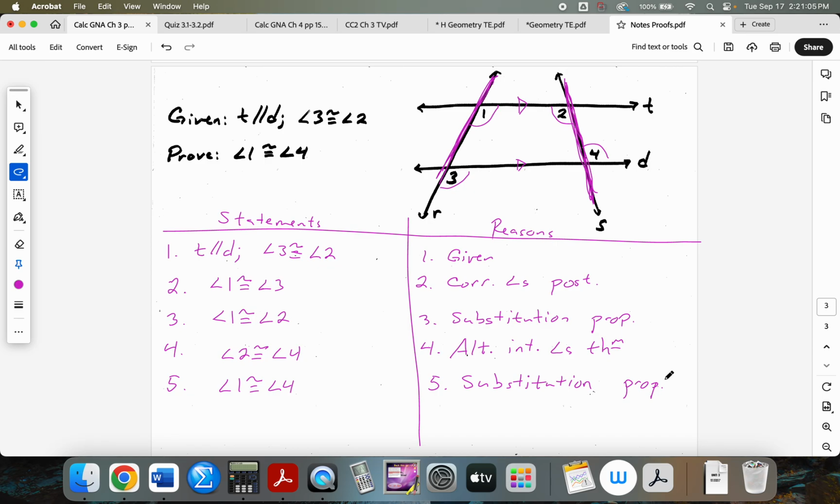Okay, any questions about that? How do we know when to stop? Like trying to give statements and reasons. You stop when you get to the prove statement. Oh, okay. Yeah, that's sort of like your goal.